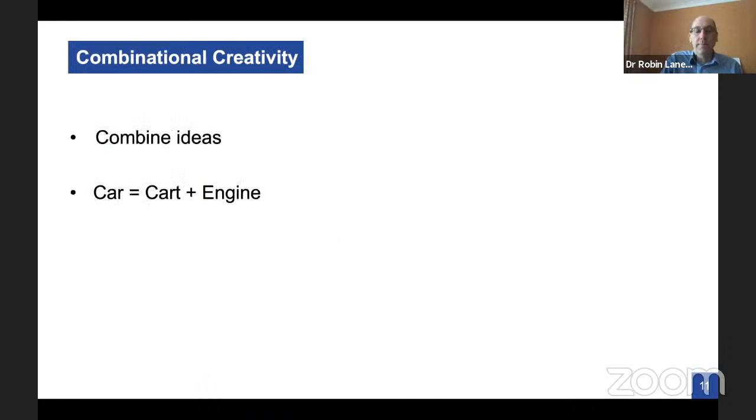Combinational creativity is the idea that if there are some existing ideas that we combine to create a new idea, then we've been creative because we've produced a new idea. So let's imagine in the 18th century, I was driving along on my horse and cart and I spied a steam engine. Now, if I thought to myself, oh, hang on, I could hook that steam engine up to my cart, get rid of the horse, then I would have invented a very simple early form of a car. So that's combinational creativity, bringing together existing ideas, but producing a new idea.